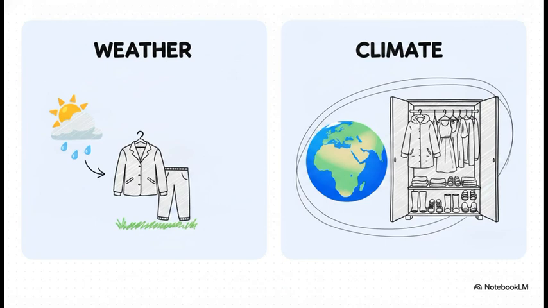Think of them as two ends of a spectrum. Weather changes quickly, it happens daily, and it's highly localized. Climate, on the other hand, is the long-term, slow-changing reality of a massive geographic area. The contrast is simple but profound. Weather tells you what you need to wear today. Climate tells you what wardrobe you need to own.